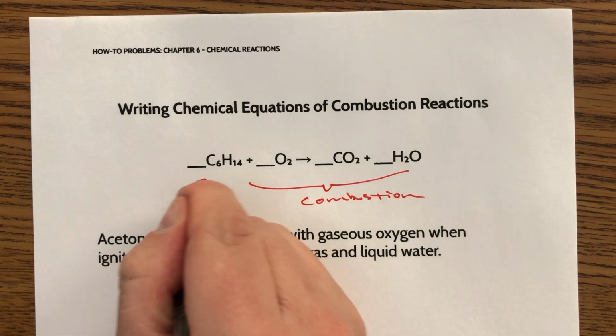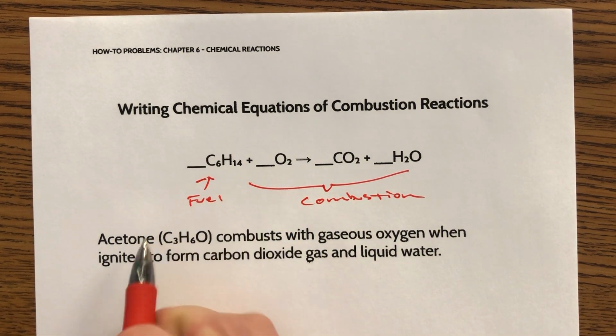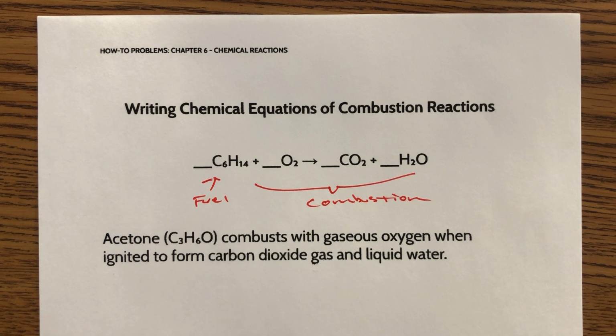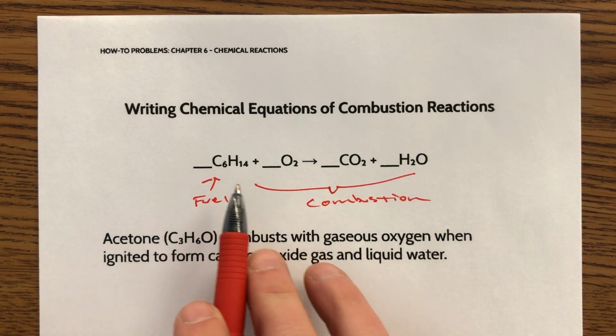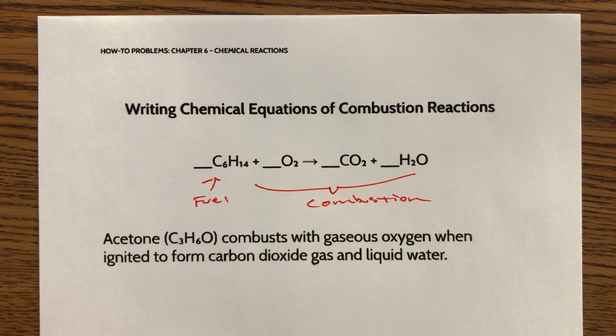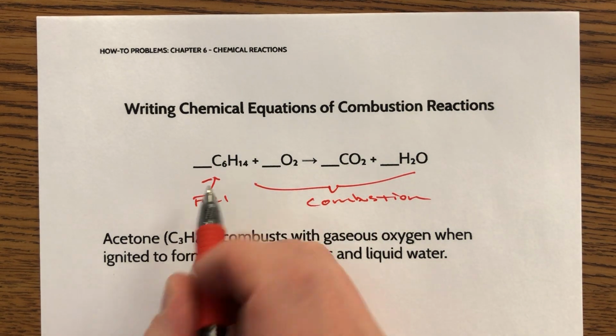And then we have our fuel. Our fuel will vary depending on what we're burning. It could be gasoline, it could be a candle, acetone. When we're working in the lab and we're using a Bunsen burner, it's going to be methane. Okay, so our fuel will change, but the rest of the equation will stay the same for combustion. So let's write this out.